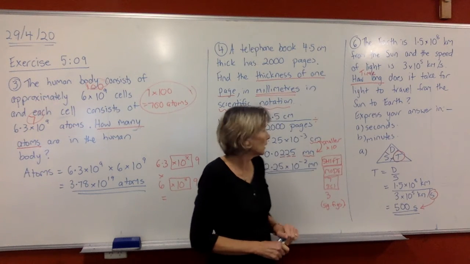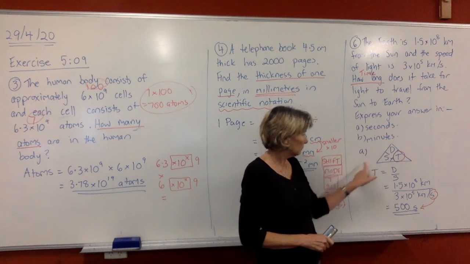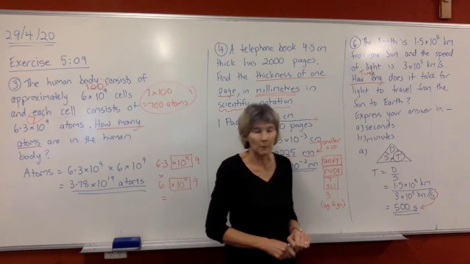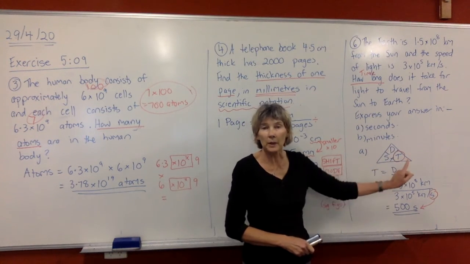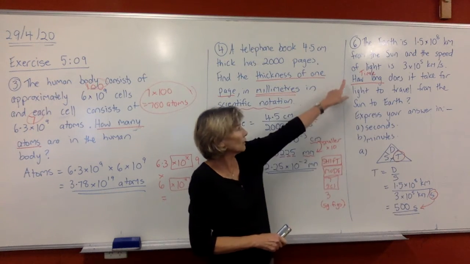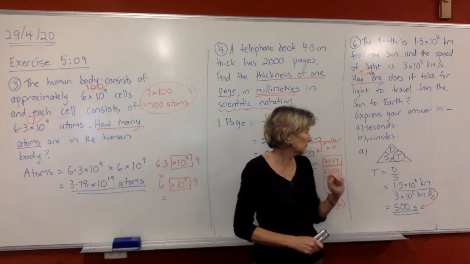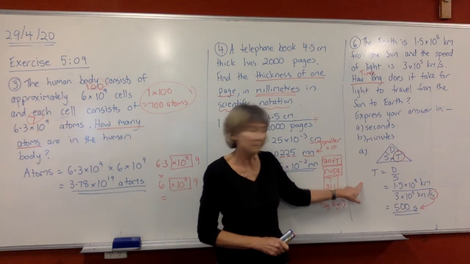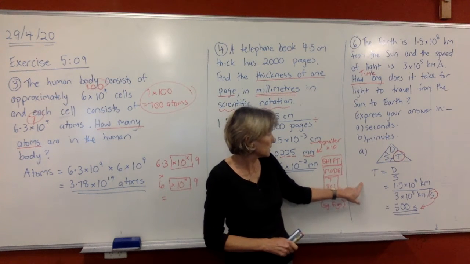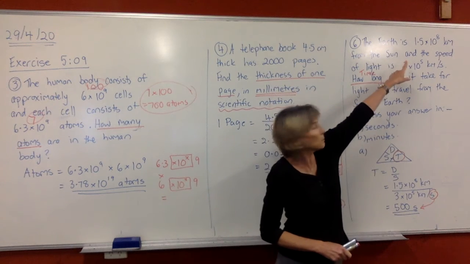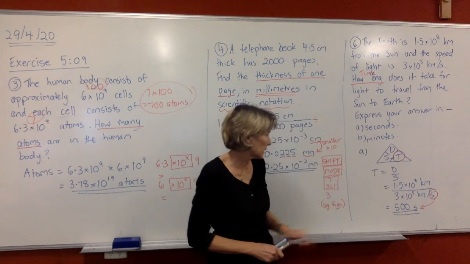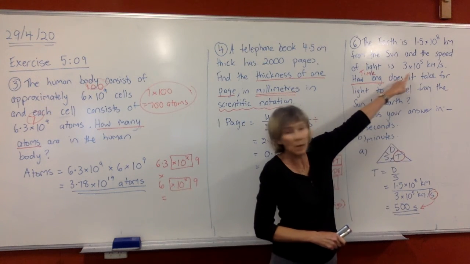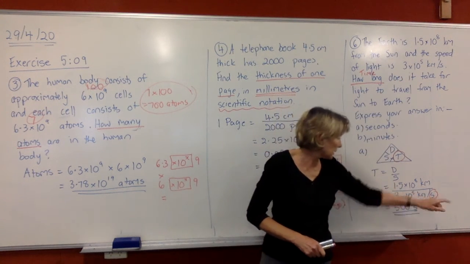So if you remember, we've learnt this. This is the DST triangle. D for distance, S for speed, and T for time. We're looking for time, so we're going to circle T, and it says time equals distance over speed. That's our formula. So now we're going to put in our numbers. Our distance is 1.5 times 10 to the 8 kilometres. Put that on the top. The speed on the bottom is going to be 3 times 10 to the 5th kilometres per second.